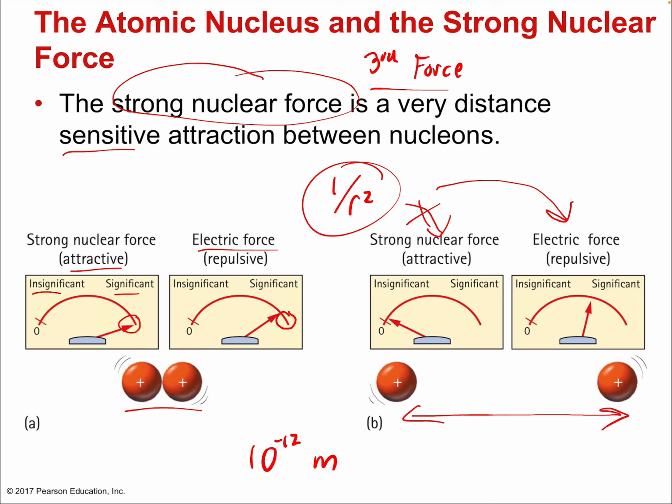Okay, so if this distance is greater than 10, say this is 10 to the negative 11, which is 10 times greater than 10 to the negative 12, then the strong nuclear force is almost completely at 0. It just goes away. Okay, at that point, well, now the electric force, which has decreased a little bit because the protons are further apart, but now it's way more significant. So now they will just tear themselves apart and they'll go flying off in opposite directions. So it's this really interesting force that only works at very, very close distances because, of course, 10 to the negative 12 is incredibly close.